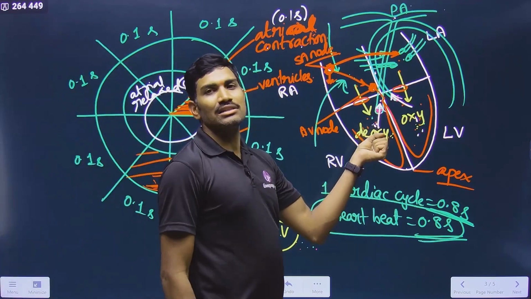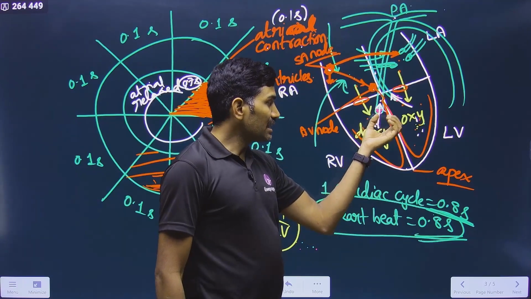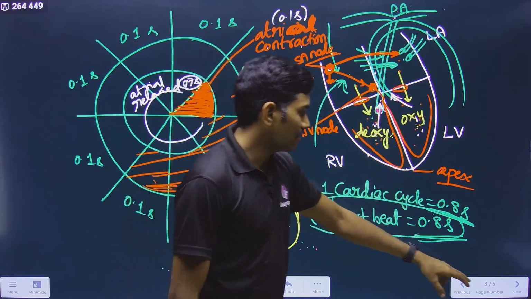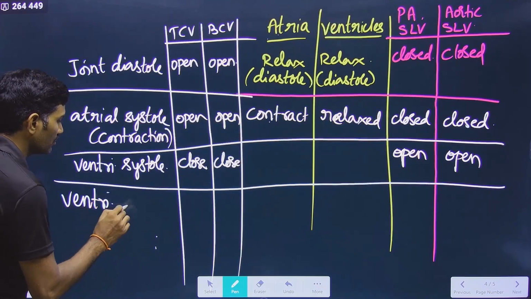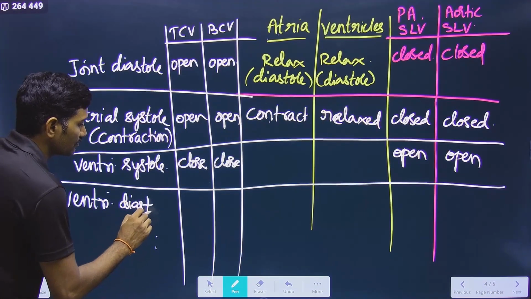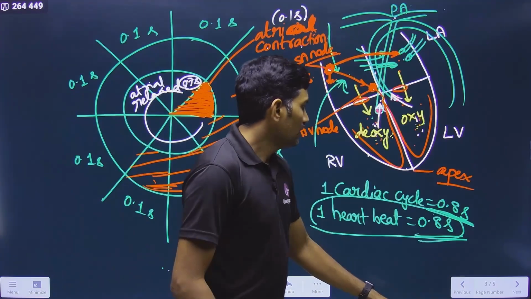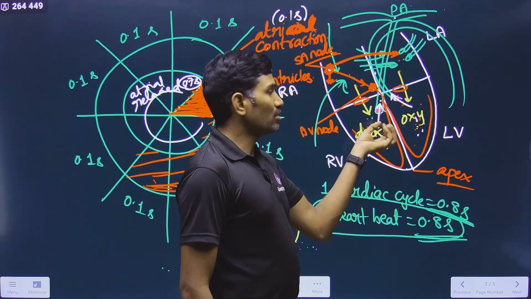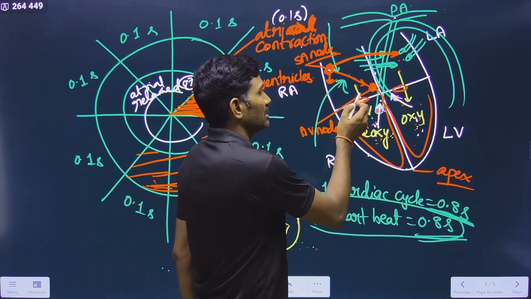Once contraction of the ventricles is over, now they should undergo relaxation. Now we are talking about ventricular relaxation, that means ventricular diastole. In ventricular diastole, what happens? When ventricles are undergoing diastole, volume is increasing. That means again pressure is decreasing.